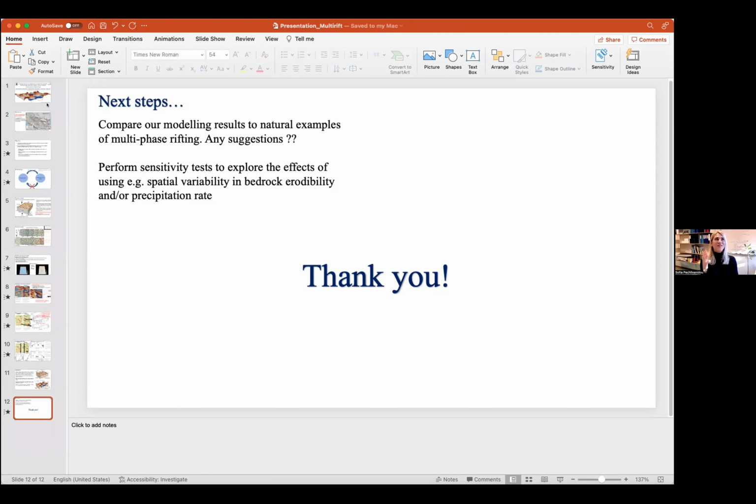Sorry for interrupting your question, but in these experiments, actually what we assume is that we have a pre-existing topography in the multi-phase rift experiment. And this is a difference from the single phase rift.